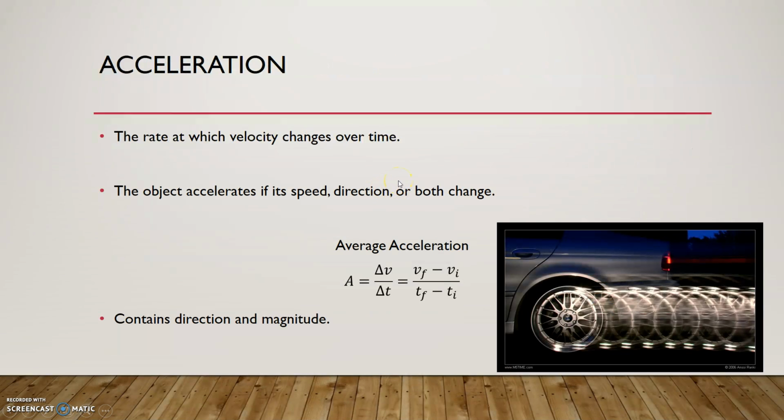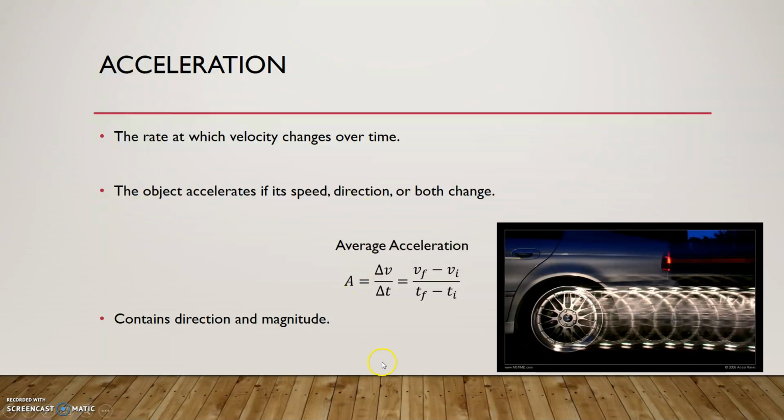Now our last topic we're going to talk about is acceleration, the rate at which a velocity changes over time. The object accelerates if the speed, direction, or both change. So as we see here, the acceleration equation is the change in velocity over the change in time. Now acceleration contains direction and magnitude just as velocity did.